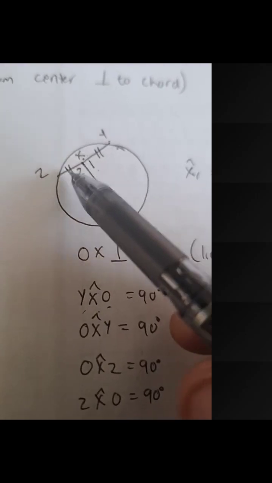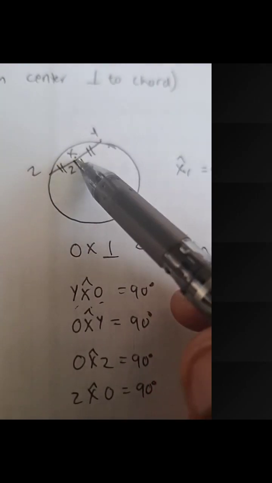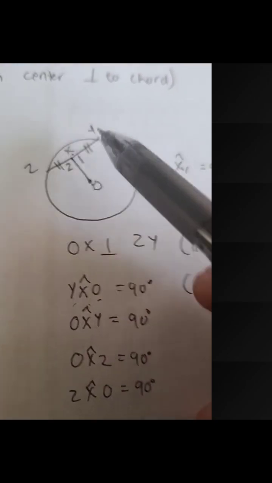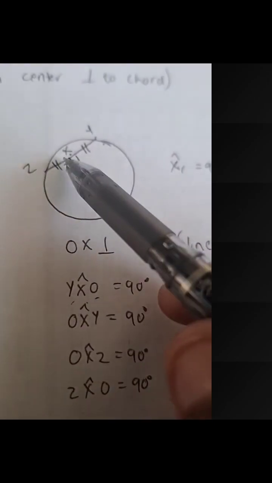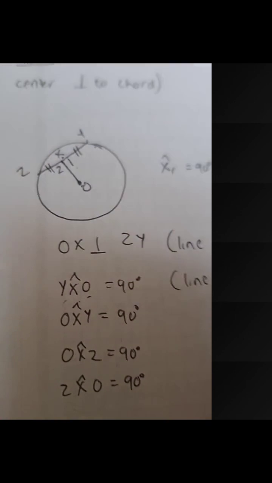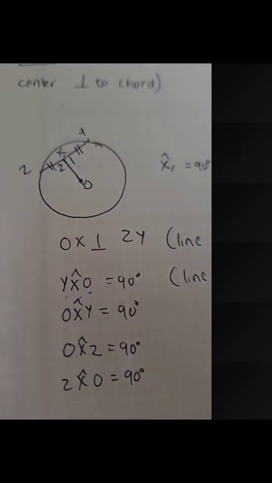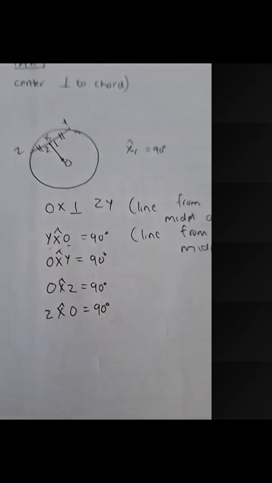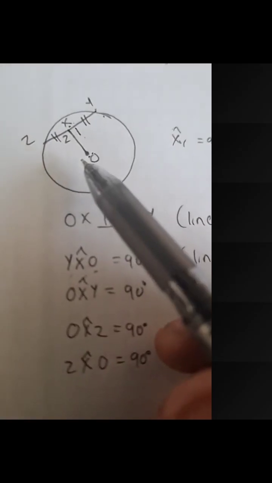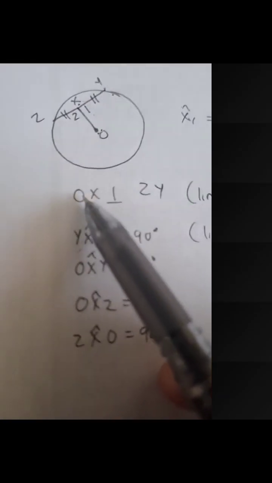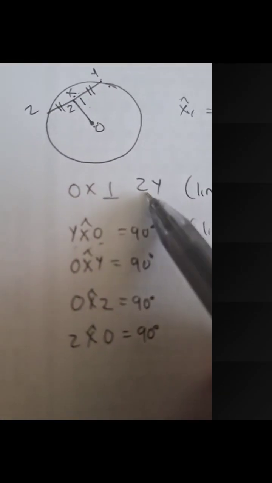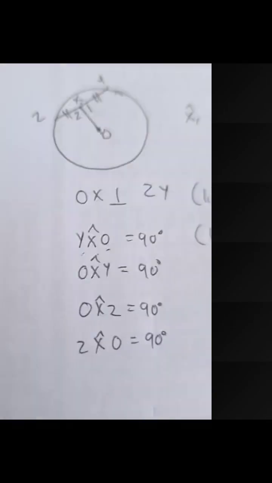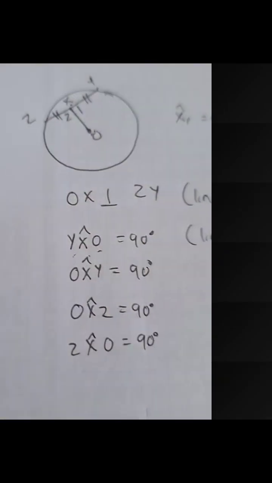This is truly the midpoint because you can see that XZ is equal to XY. What do we know about a line from the center to the midpoint of the chord? The line from the center to the midpoint of the chord is perpendicular to the chord. That's why we can say OX is perpendicular to ZY. Do we see that in the diagram? No, we don't.